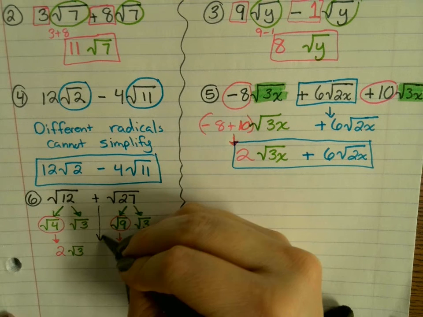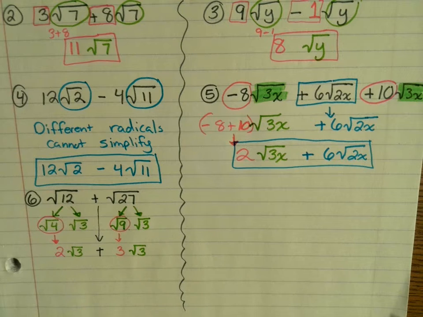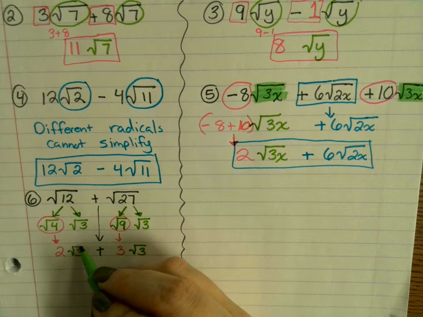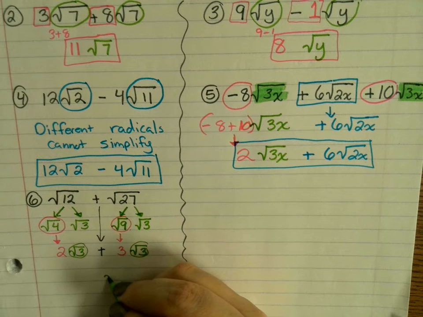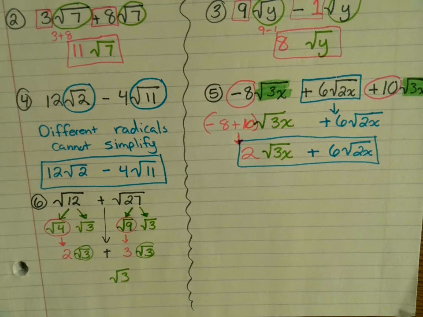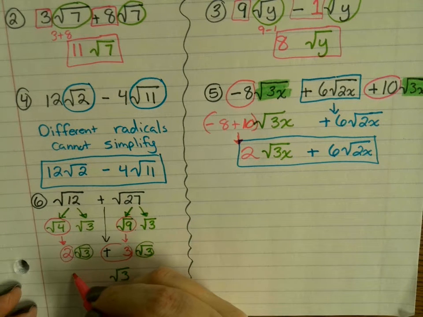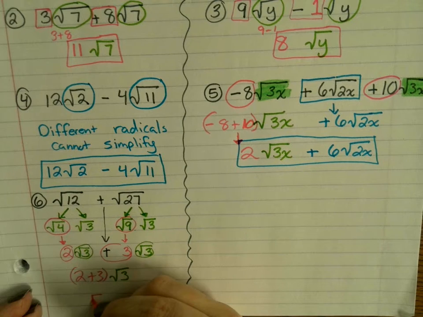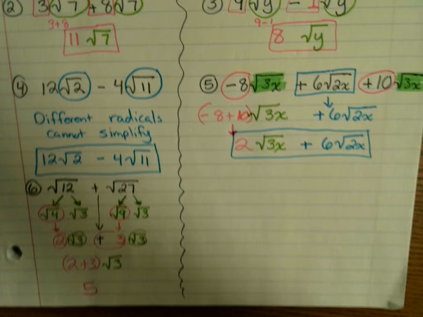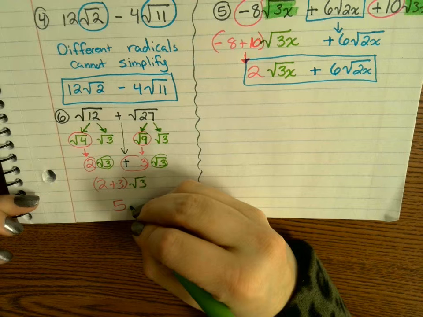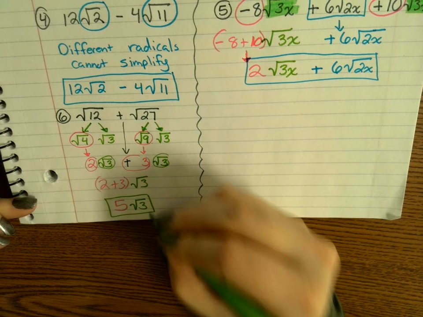All right, now do I have common radicals? Yes. Now I do have radicals in common. Those square root of 3's are identical, so I can go ahead and write square root of 3, and then I'm just going to take the 2 and add the 3. What's 2 plus 3? 5. So my final answer is 5 square root of 3.